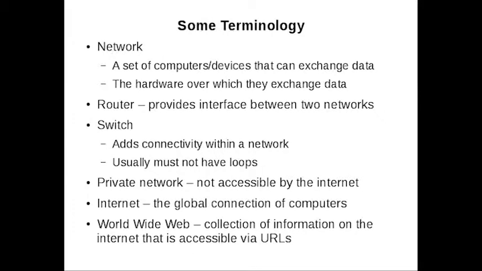Router provides an interface between two networks, so it forwards information from one network to another and back again. A switch adds connectivity in your network, and this is an important thing to know: you can't have a loop in your switch or everything will stop working. So for instance, that blue thing is a switch. And if you took one of those network cables and you plugged both ends of it into the switch, now you would have a loop and everything would stop working.